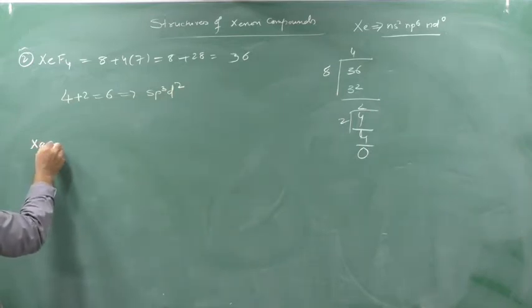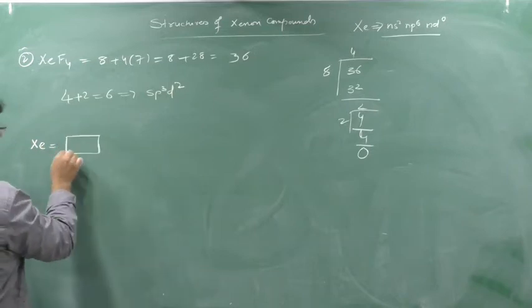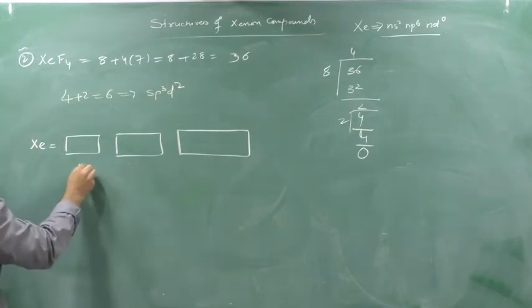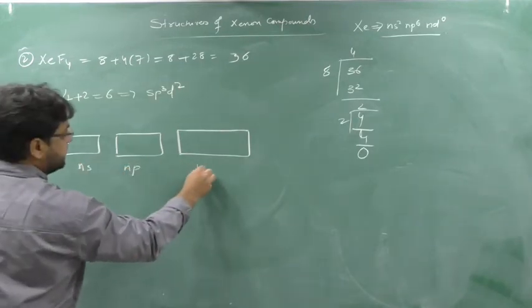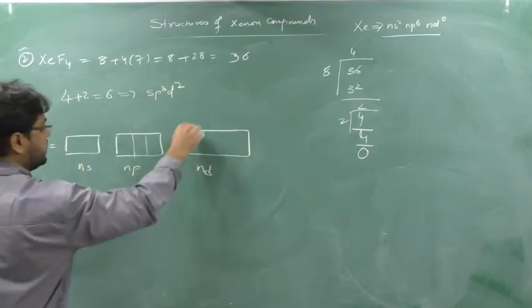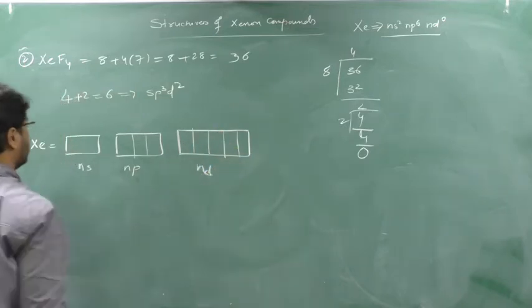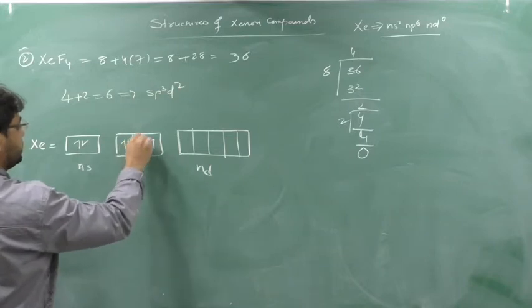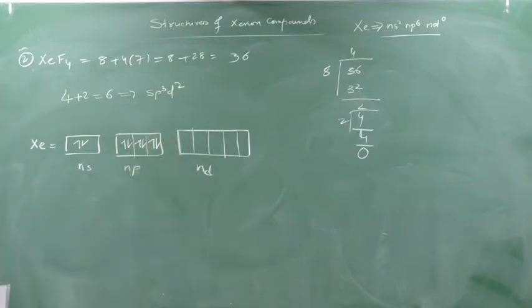Xe is 8, no? 5s2, 5p6. This is ns, this is np, this is nd. So here 3, 1, 2, 3, 4. Here 2 will come, here also 2, 6 will come. Yes or no? Clear this part.